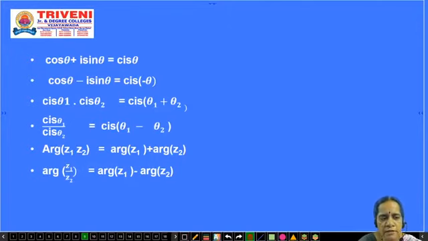Observing these two, multiplication is there. Suppose two complex numbers have multiplication, then you get plus. Suppose division is there, we get minus. Then arg of z1 into z2 is equal to arg of z1 plus arg of z2. Here multiplication is there, then you get addition. Here division is there, here we get minus. These formulas are very important in complex numbers.